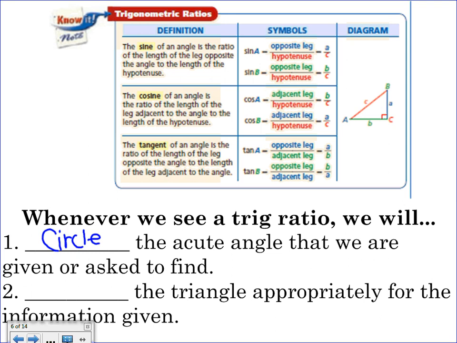Then, based on what we circled, we're going to label the triangle with some specific information. We'll get to how to do that and what that information is in a couple slides. So circle the angle that we're given or asked to solve for and label the rest of the triangle appropriately.